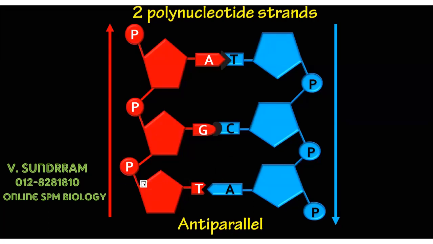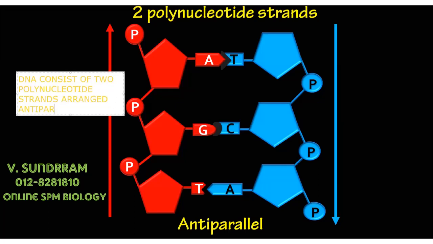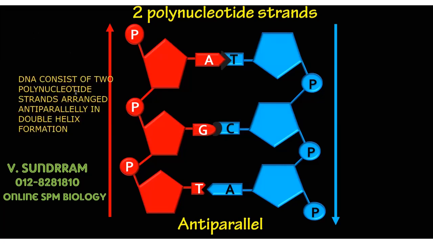I think you can write that in your notes. Write this, what I'm writing now here. DNA consists of two polynucleotide strands arranged anti-parallelly in double helix formation.